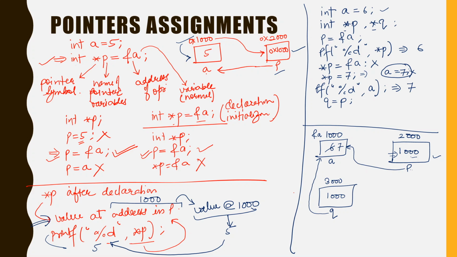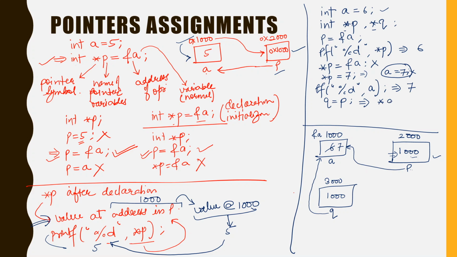This is the concept that you have to see: multiple pointers can point to a single location. This can happen, but it is not correct that one pointer can point to multiple locations. We will explore this concept further, but for the sake of understanding, remember that assignment of pointer variables can be done like this.